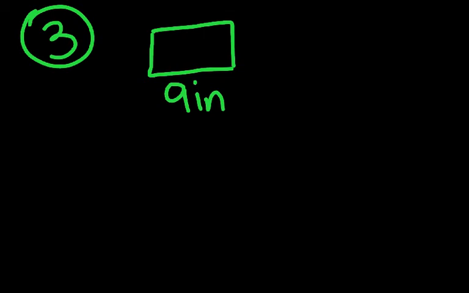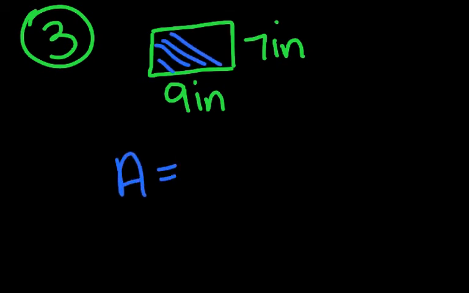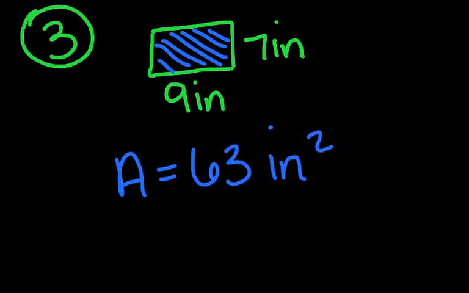Number 3, start by drawing your rectangle. Labeling your base times height, or length times width. You're going to start by finding the area. 9 times 7 gives you 63. Then you'll find the perimeter by adding up all the sides. 9 plus 7 plus 9 plus 7 gives you, let's see, 18 plus 14 gives you 32.